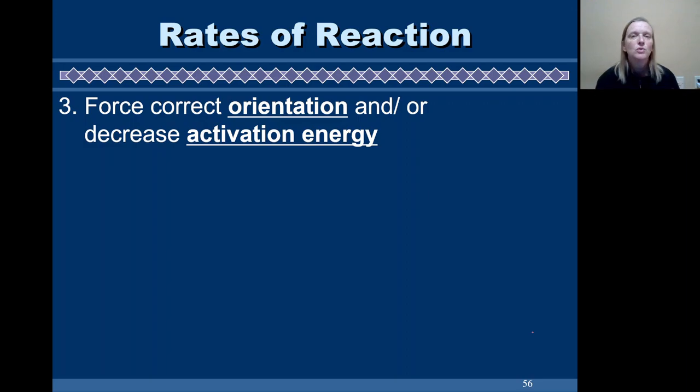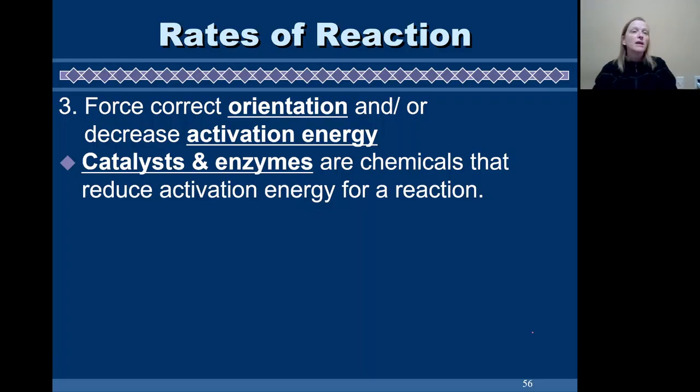Another way to cause a reaction to happen faster is to force the correct orientation of the particles so that you're more likely to have a successful collision. When you do that, you decrease the activation energy. Anything that decreases the activation energy will increase the rate of reaction. The most common mechanism for doing this are catalysts and enzymes. These are chemicals that reduce activation energy. That's their definition. They reduce the activation energy needed for a reaction to happen.